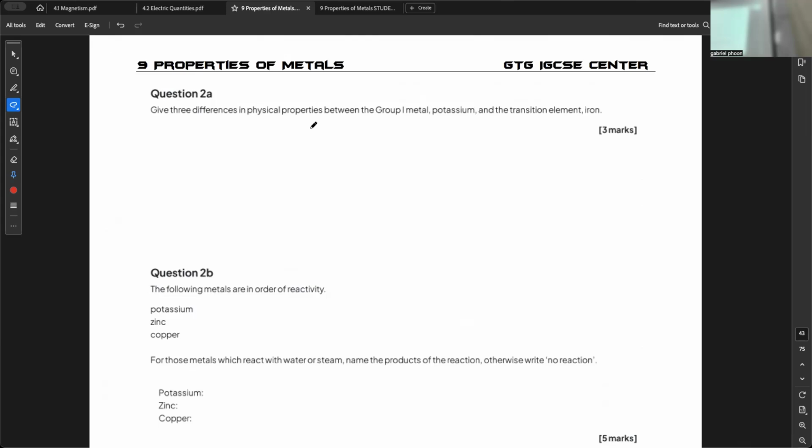Okay, the difference between physical properties of group 1 metals and transition metals. Transition metals are always the same compared to group 1, even though both of them are metals. Transition metals are usually harder, they have a higher density and a higher melting point in relation to group 1. Those are the three differences. Yes, transition metals are always harder than group 1.